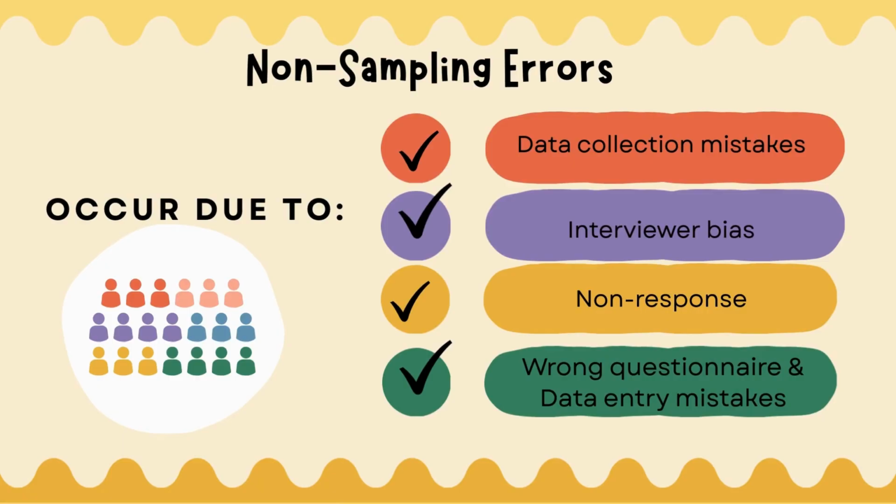Number two is non-sampling errors. These errors are not inherent to the sampling process itself but occur due to various operational issues. These include data collection mistakes, interviewer bias, non-response, using the wrong questionnaire, and data entry mistakes.